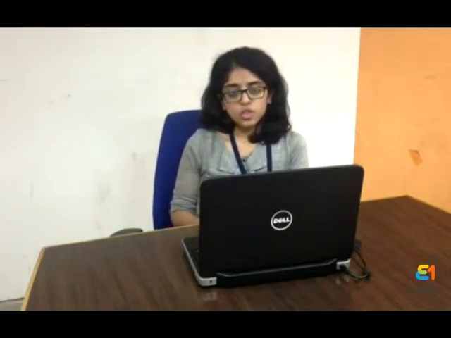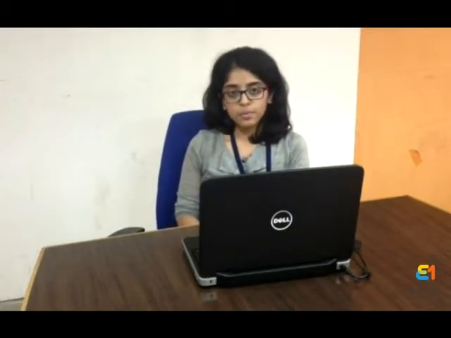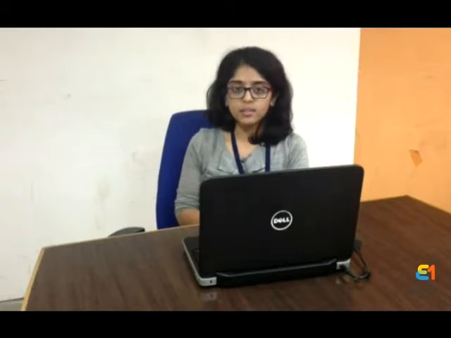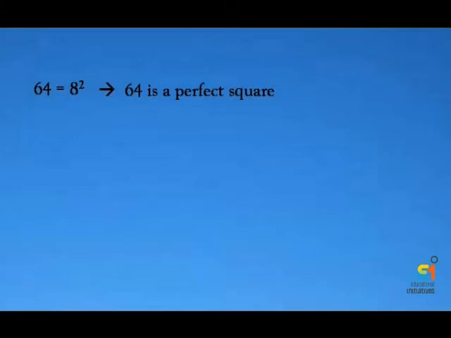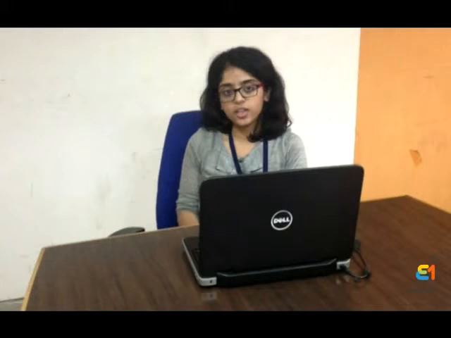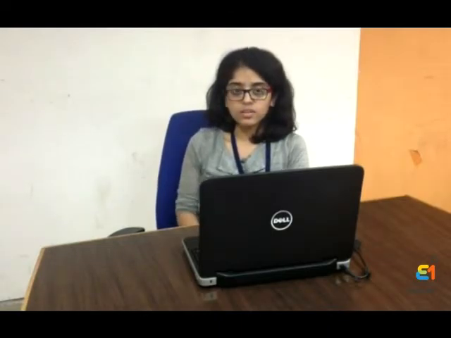So these students should be shown a few examples of numbers which are both perfect squares and perfect cubes. So for example, the number 64. 64 is the perfect square of 8 and it is also the perfect cube of 4. So 4 cube is equal to 64 and 8 square is equal to 64. Hence, we can show them with the help of a few examples that numbers can be both perfect squares and perfect cubes at the same time.